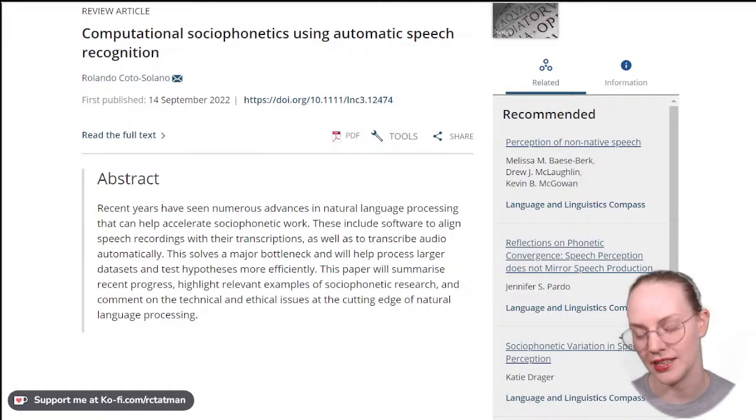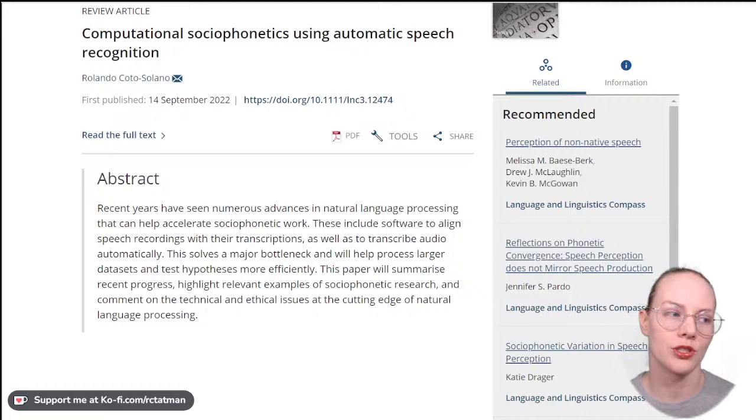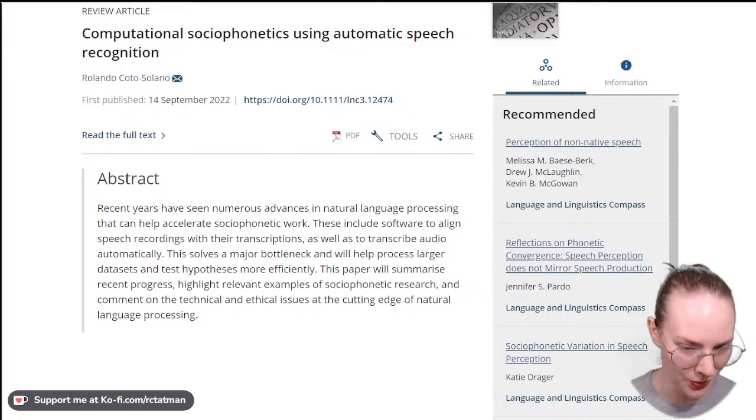Sociophonetics is the study of how your social identity affects your production and perception of language sounds. Not just social identity, it could also be the situation you're in, or a number of things that fall under socio.